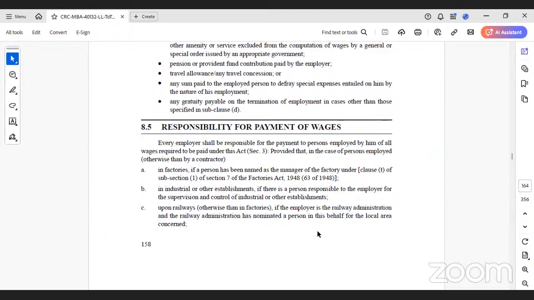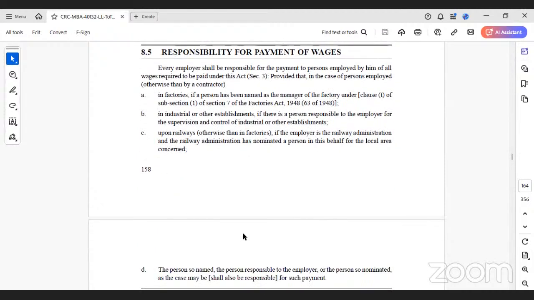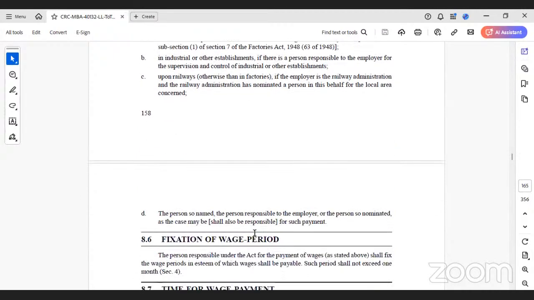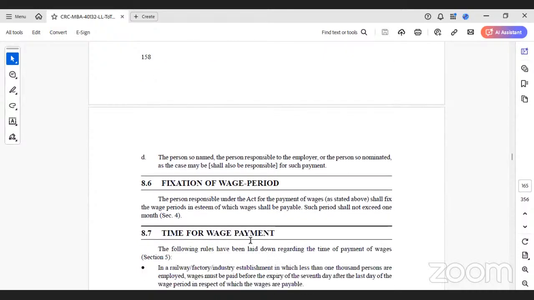Now, the responsibility for the payment of wages will vest with the employer. In factories, the person named as manager will be paying. In an industrial or other establishment, there is a person responsible to the employer for the supervision and control of the establishment. Upon railways, the employer is the railway administration, and the railway administrator nominates a person on behalf of the local area concerned. So these are the people who are eligible to pay the wages.